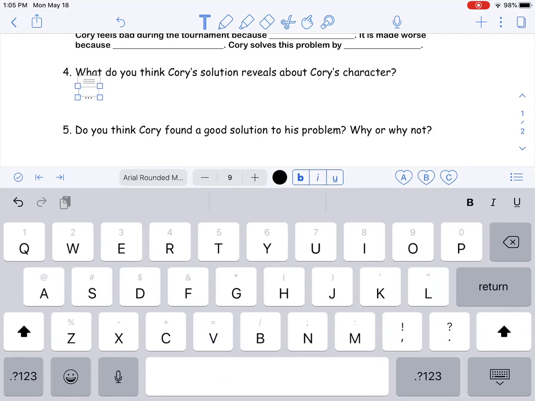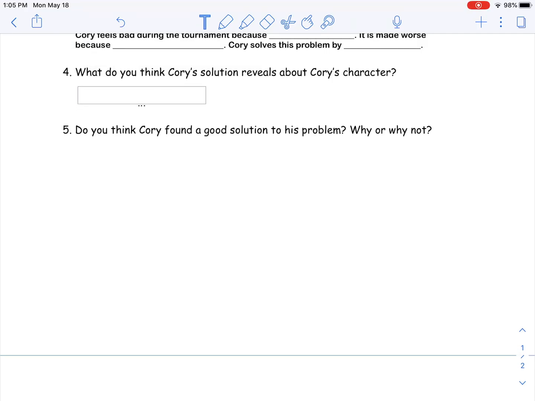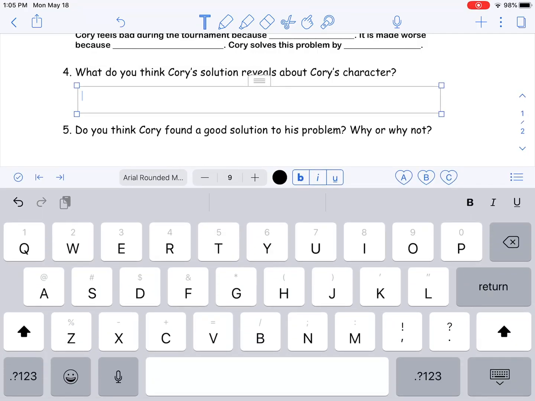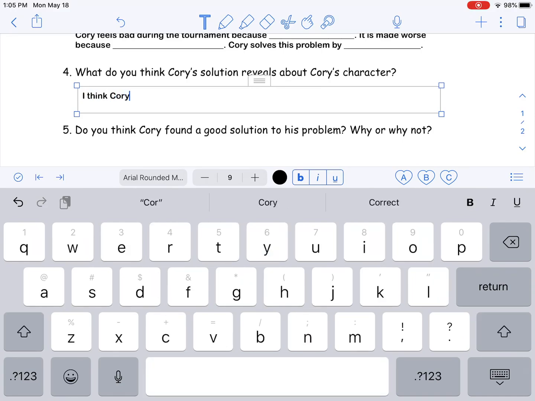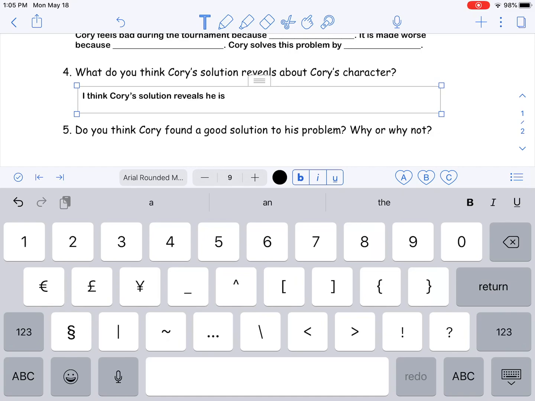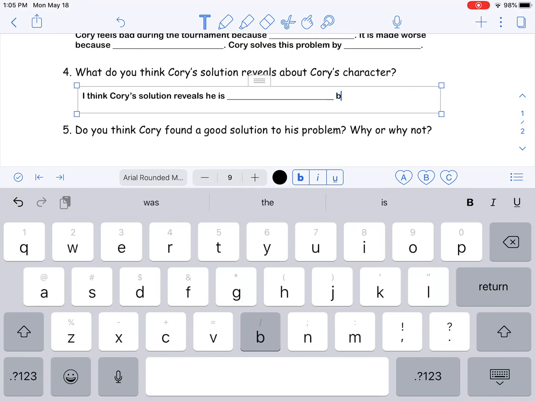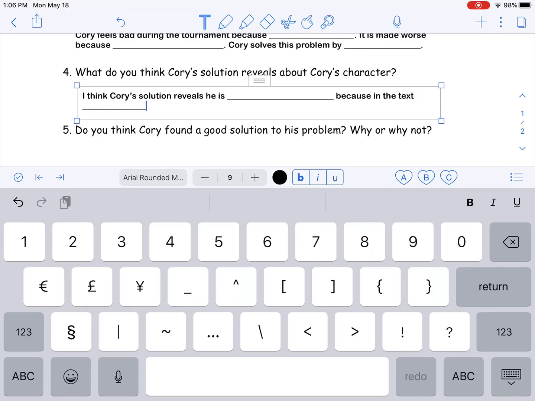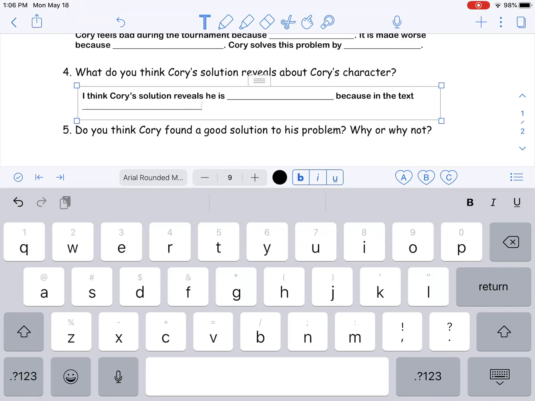Question 4. What do you think Corey's solution reveals about his character? Again, this is an opinion question, but you have to justify it. You are allowed to think whatever you want about Corey's character, but you have to be able to support it with some reasoning. So what do you think? I think Corey's solution reveals he is what? You have to tell me what you learn about his character and then support it: because in the text, and give me some text evidence to justify what you think about Corey.